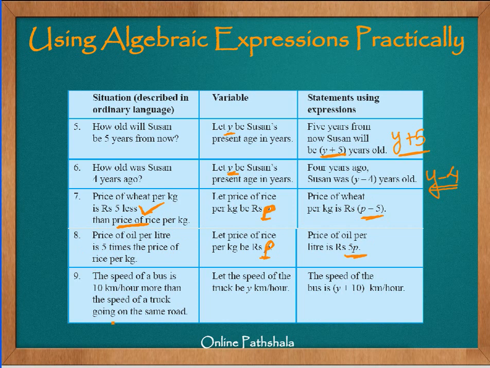And the 10th problem says that the speed of a bus is 10 km per hour more than the speed of a truck going on the same road. What don't we know? We do not know the speed of the truck. So we can say let the speed of the truck be y km per hour and the speed of a bus is 10 km more. So we just say that the speed of the bus is y plus 10 kilometers per hour.